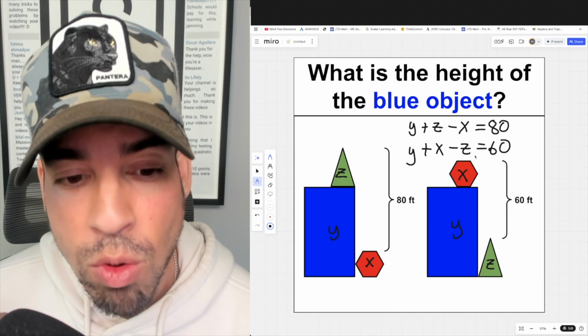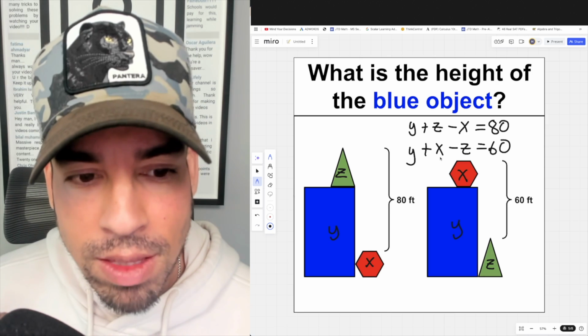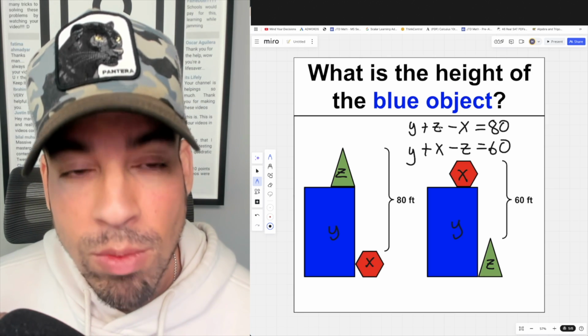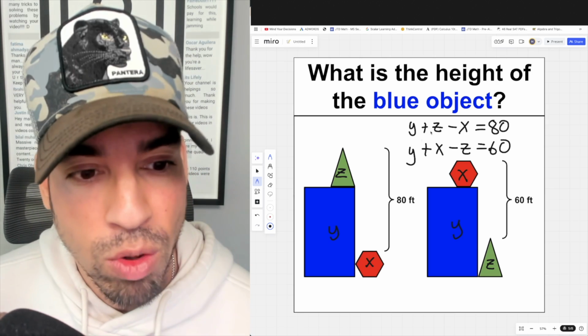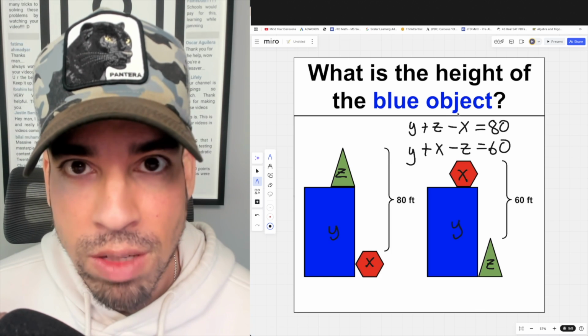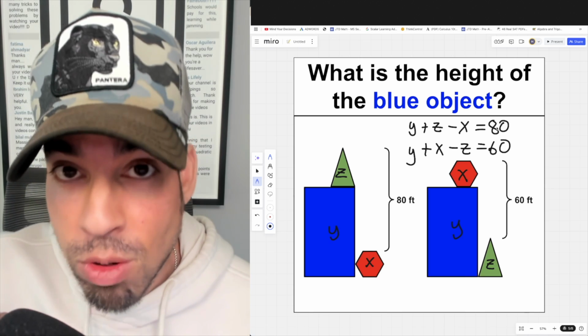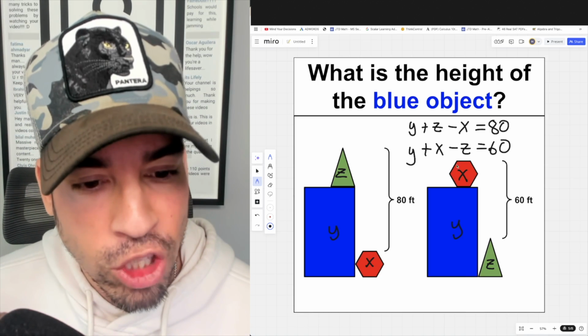Now with a system of equations, what we can do is combine them. But the problem is, usually when we have three variables, we need three equations. But the beauty of these two equations, even though there are three variables, is that if we combine them, two of the variables are going to naturally cancel out. And they're going to be the two variables that we don't care about, which is X and Z.